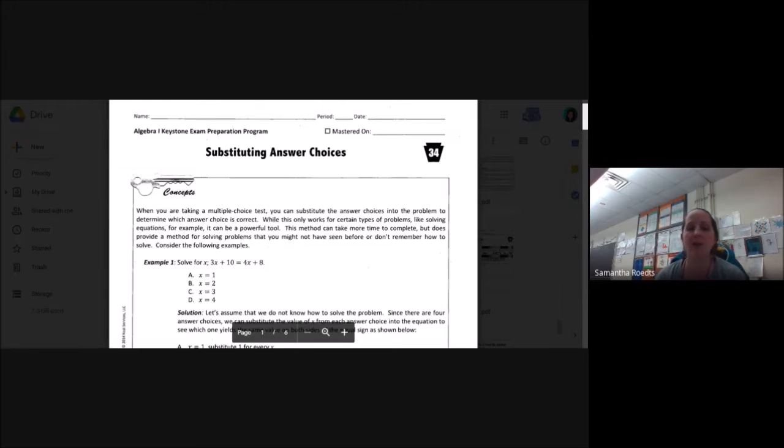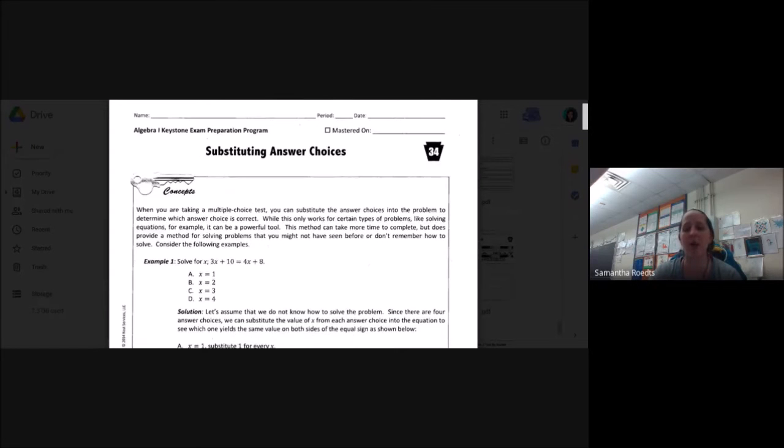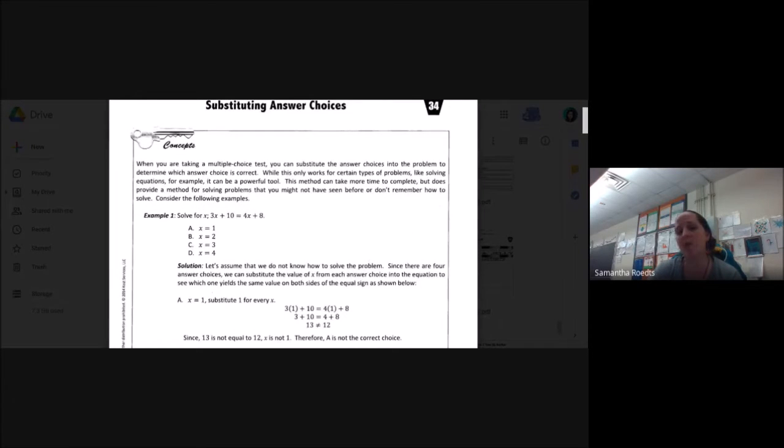Example 1, solve for x. 3x plus 10 equals 4x plus 8. I have A, x equals 1, B, x equals 2, C, x equals 3, or D, x equals 4. Let's assume that we don't know how to solve this problem. Since there are 4 answer choices, we can substitute the value of x for each answer choice into the equation to see which one yields the same value on both sides of the equal sign as shown below.